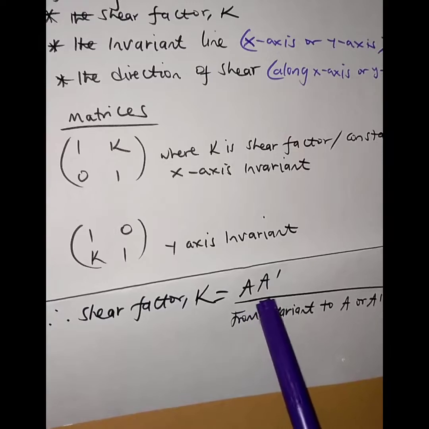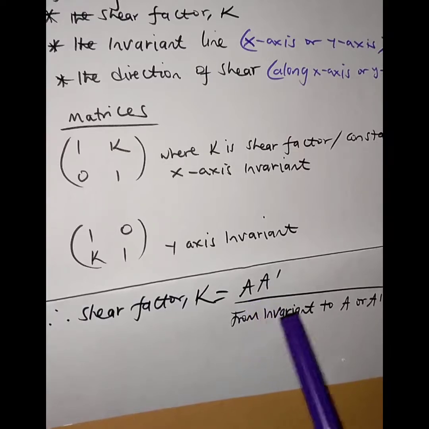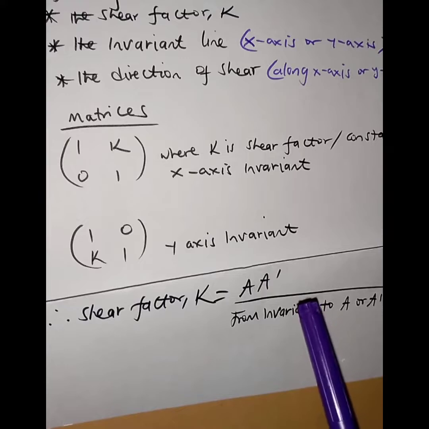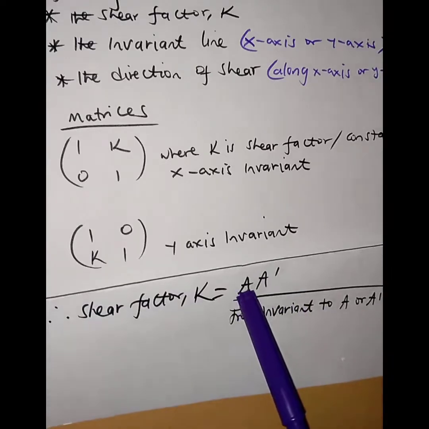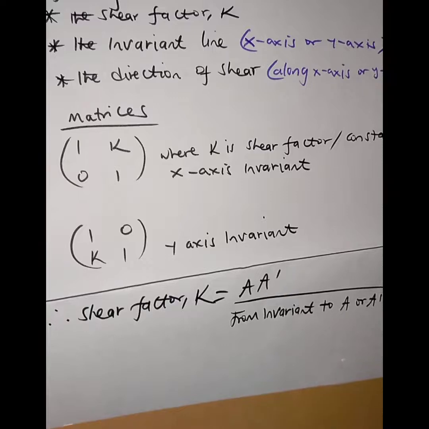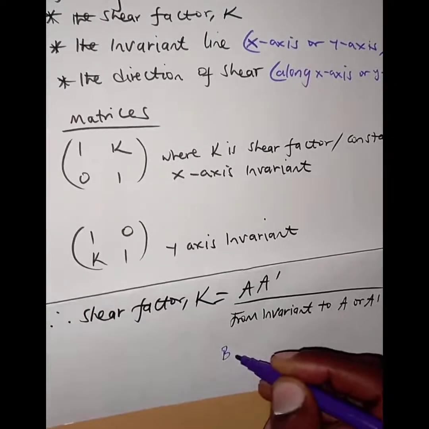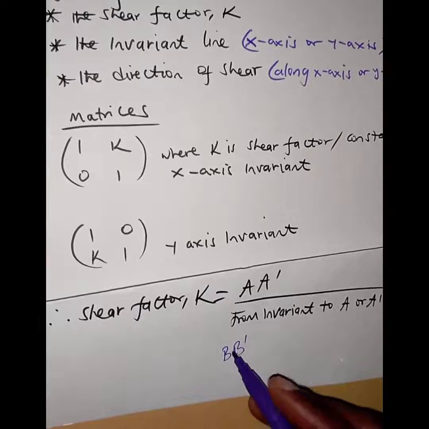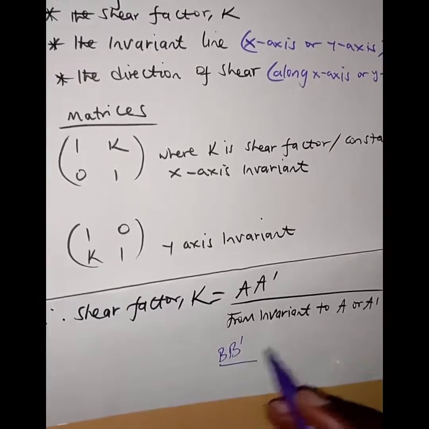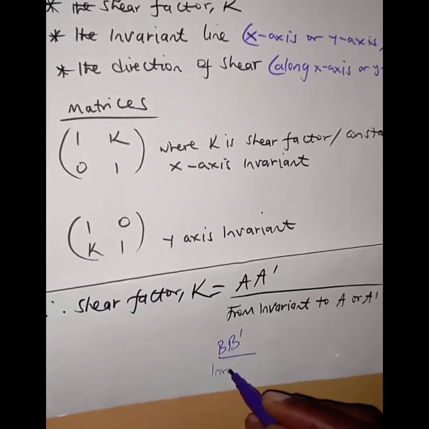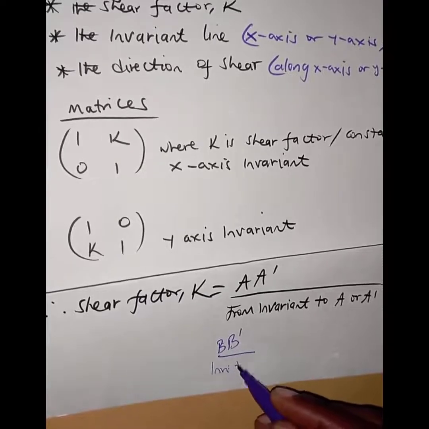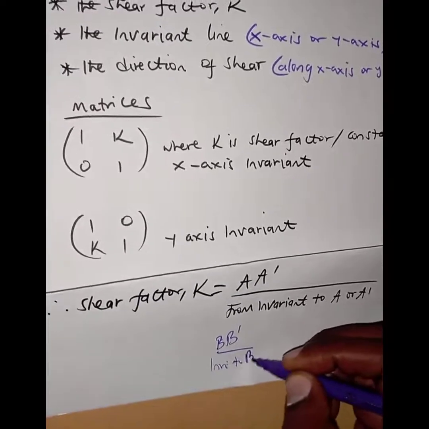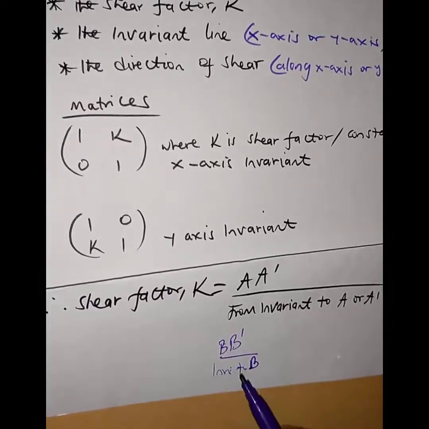It's not always to get the A. In case there is a letter B on the shape, on the object, you say from the B object to the B image, count how many units are in between, over from the invariant line to the B object. Or you can count the units from the invariant line to the B image.